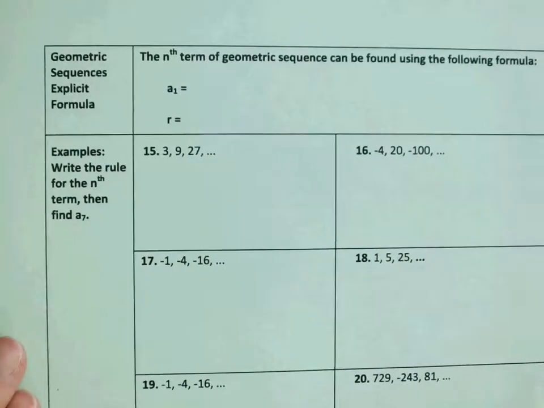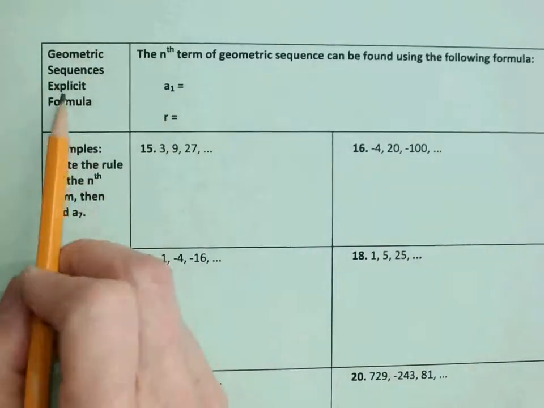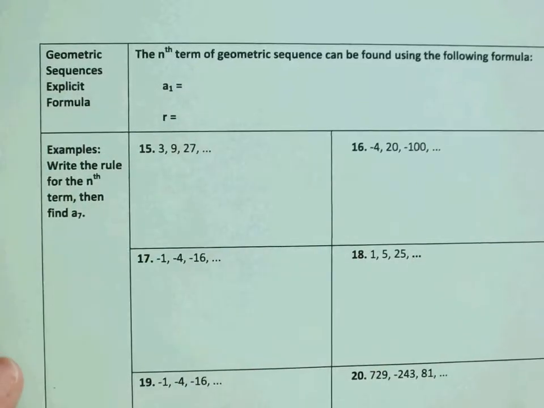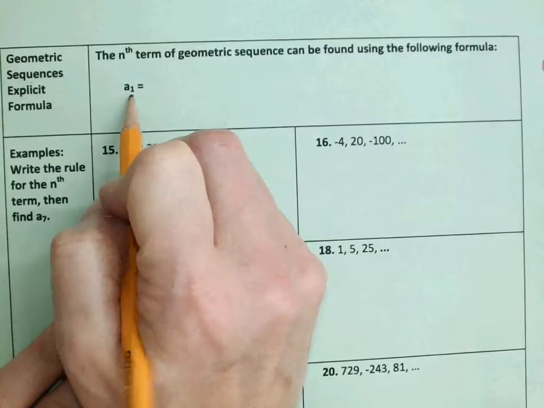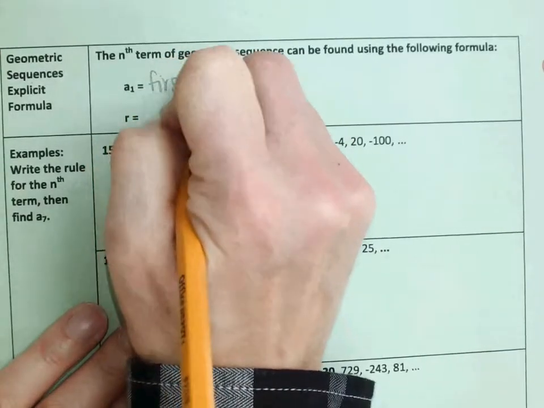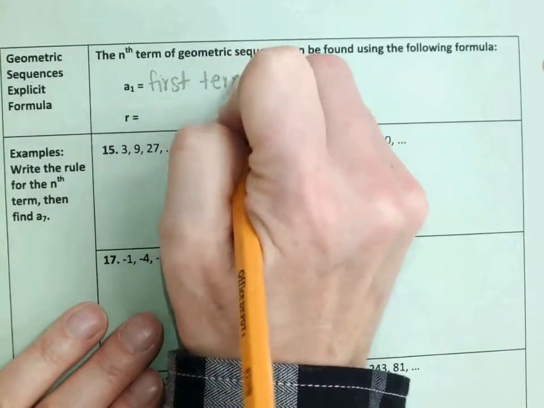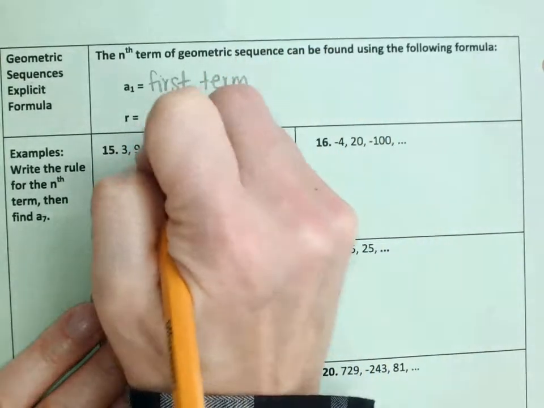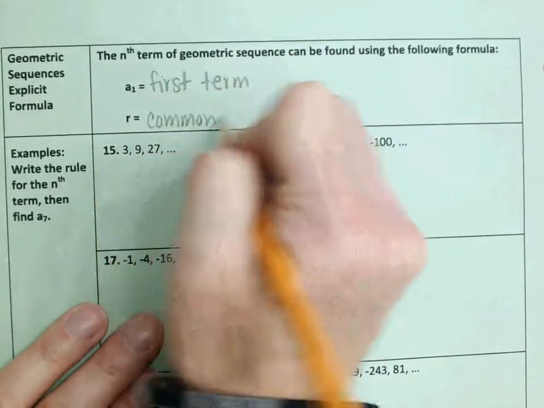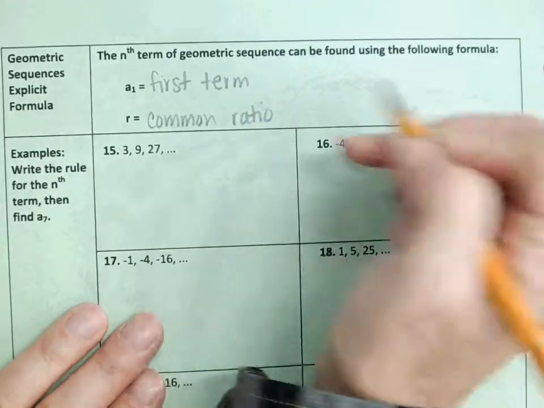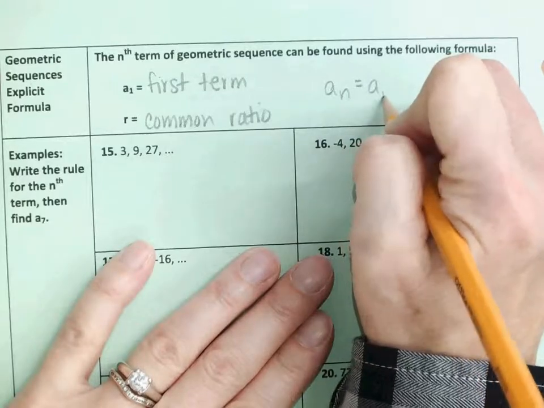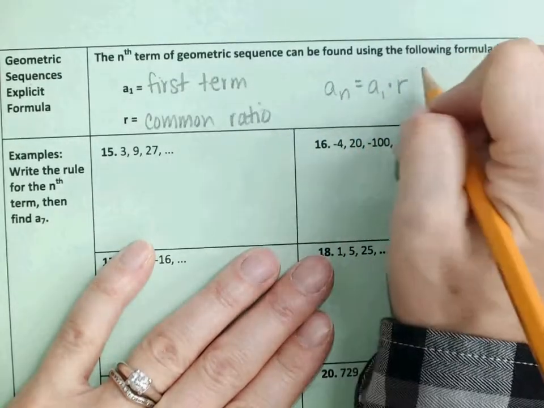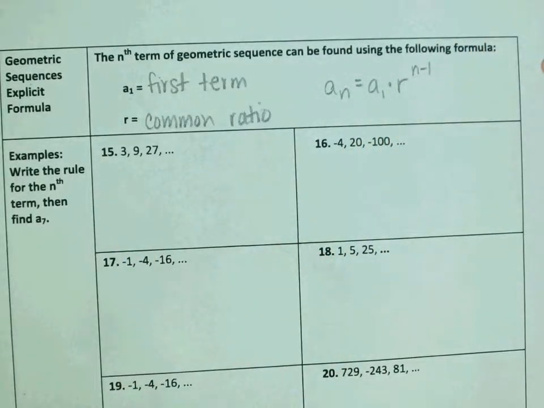And so what we're going to do is get started with the next kind of geometric sequence, which is your explicit formula. So your explicit formula, same thing as previously, where a sub 1 is your first term. We do need to know that. And then your r is your common ratio. But we do have a different formula for this one. It is a sub n is equal to a sub 1, your first term, times r to the n minus 1 power. Okay, so let's go ahead and apply this for 15.